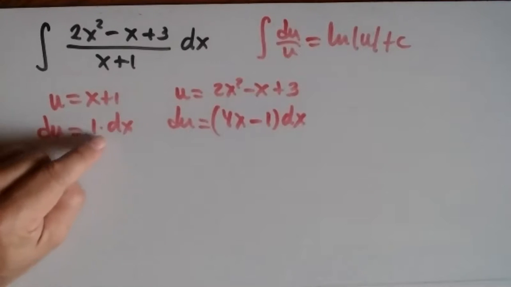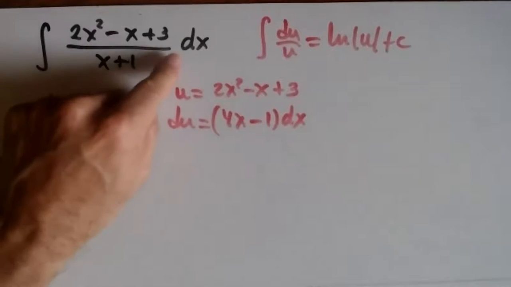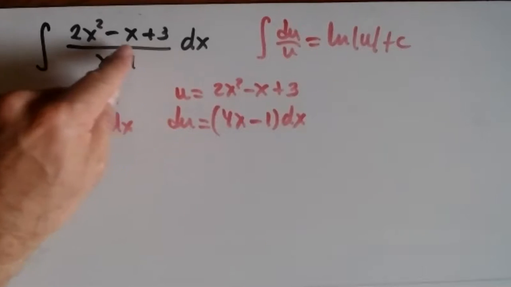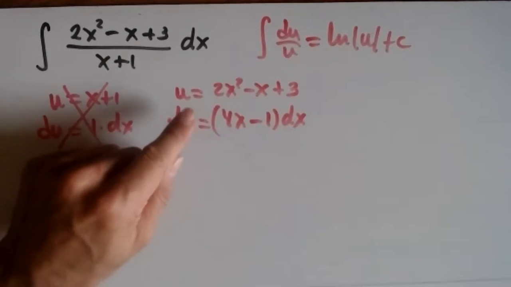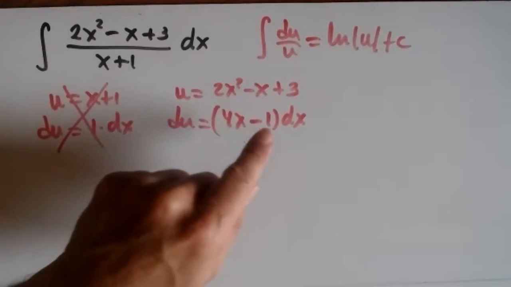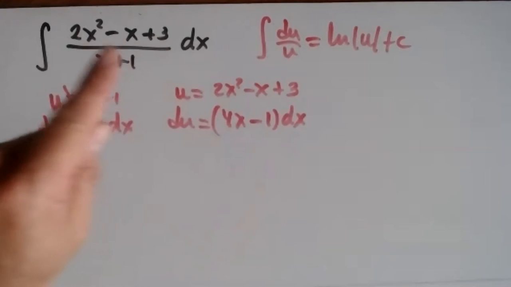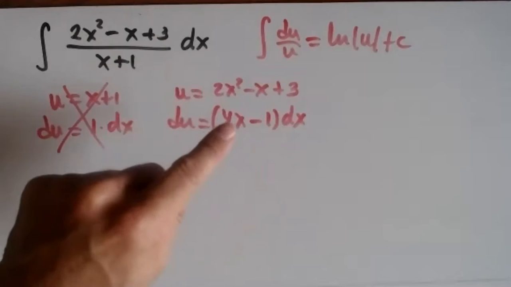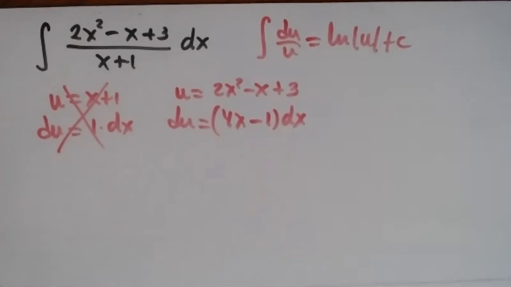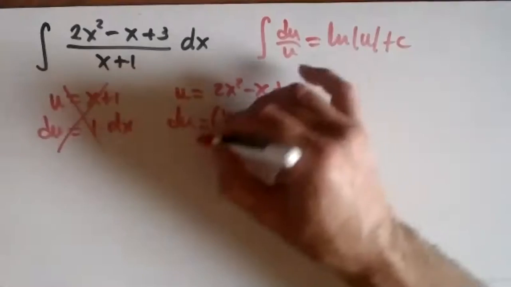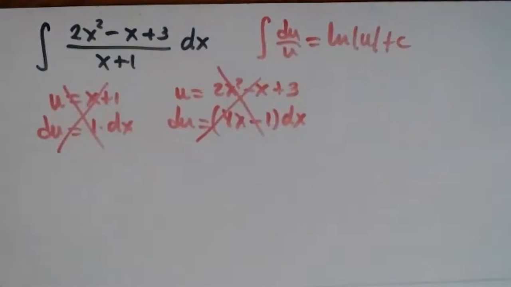Okay, let's see the first one. I have here a 1 with the dx, but I have all this expression and I cannot move it out of the integral. So I don't know what to do with this big one. So, no, doesn't work. Second option, u is 2x squared minus x plus 3. The derivative is 4x minus 1. I don't have a 4x minus 1 here and no way to put it. I have x plus 1 at the bottom. So again, I cannot find the expression. So none of these works.